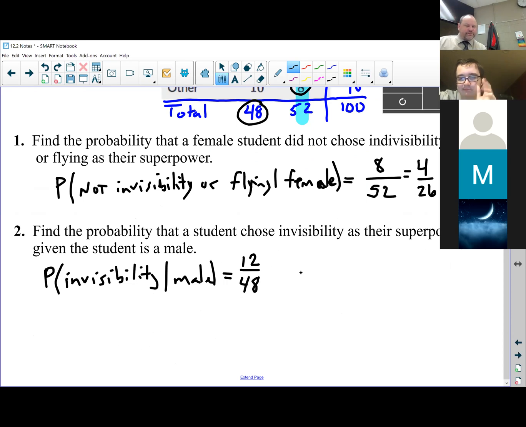Does that reduce? Go ahead, Shane, you got it. You can reduce it by 4 to get 3 over 12. Can that reduce? Go ahead, Shane. You can divide it by 3 to get 1 over 4. There you go. 1/4. All right.